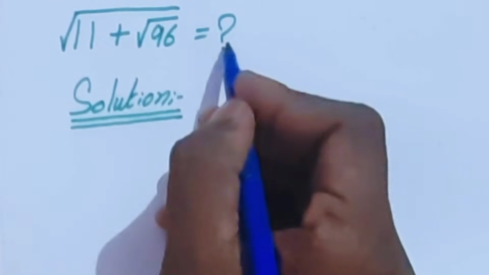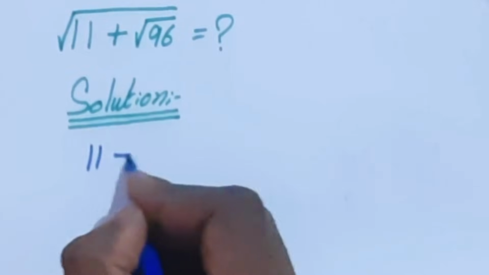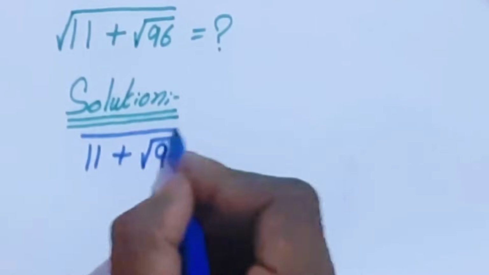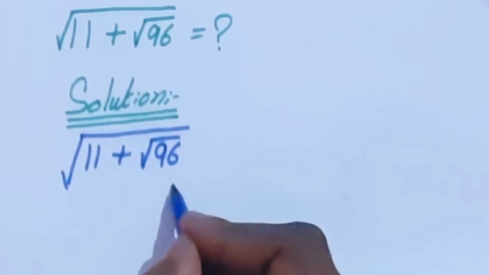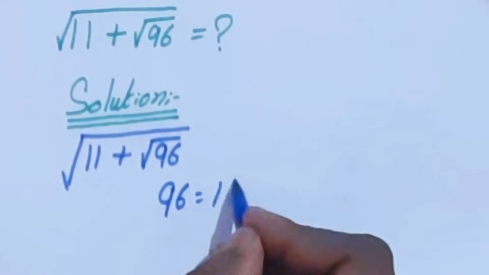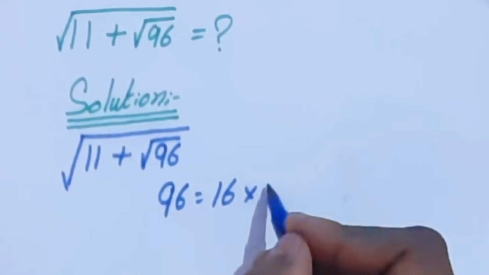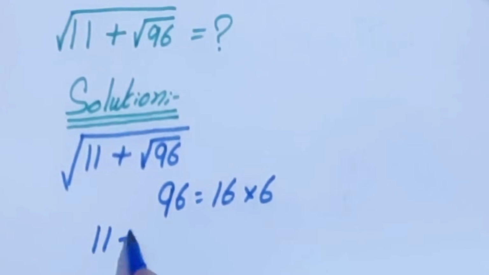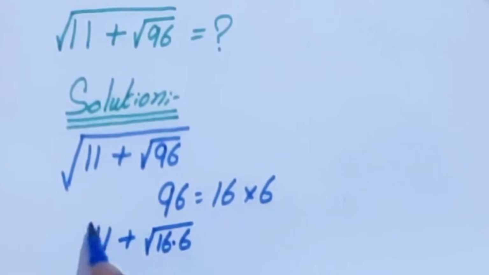Today we are going to solve this problem. The square root of 11 plus square root of 96. Now this 96 can be written as 16 times 6, so we are going to apply this here. So square root of 11 plus square root of 16 times 6.